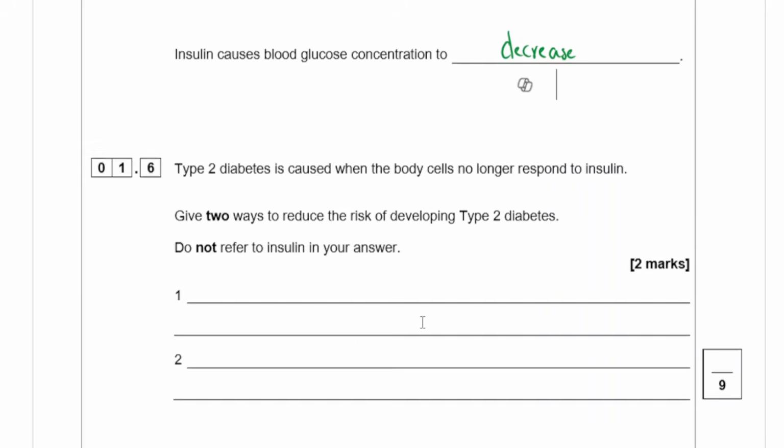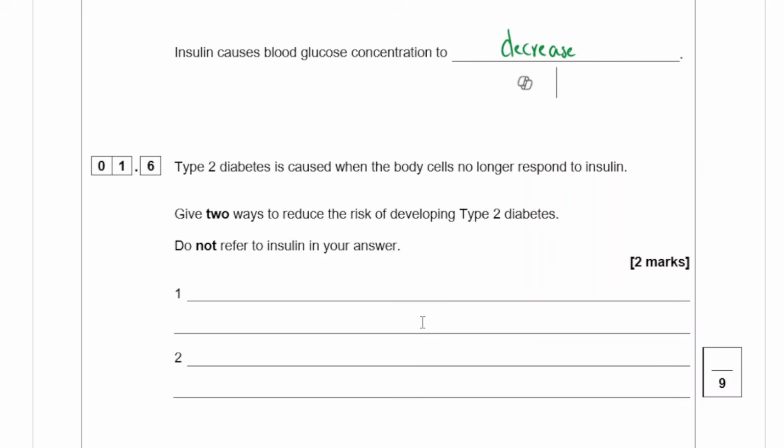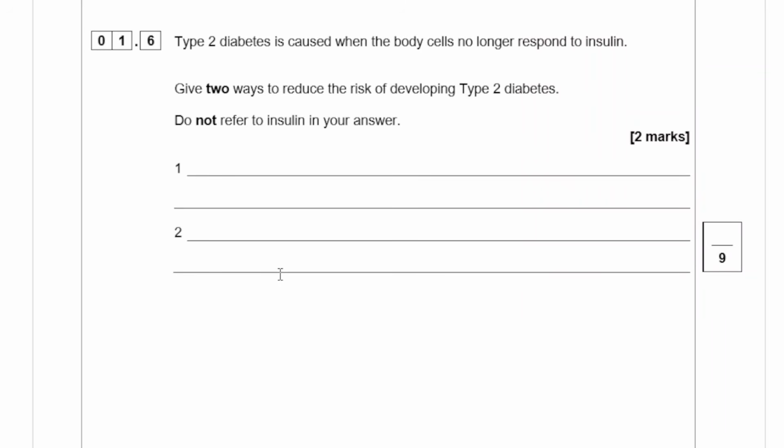Type 2 diabetes is caused when the blood cells no longer respond to insulin. Give 2 ways to reduce the risk of type 2 diabetes. Do not refer to insulin. So insulin will not work if you take insulin for type 2 diabetes because your body is not responding to the insulin. So what do you do? Well, you'll have to reduce the amount of carbohydrates or sugar intake.